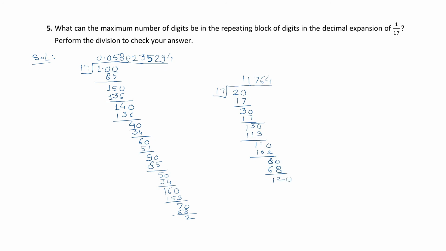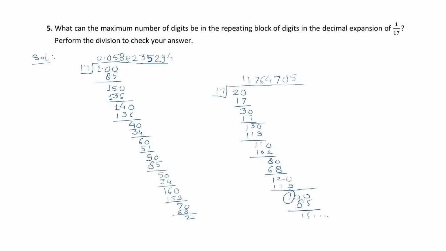So 17 sevens are 119. The remainder is 1. So again 0, and this becomes 100. It has started to repeat because we have got the remainder as 1. So again 17 fives are 85 and it will repeat the process.